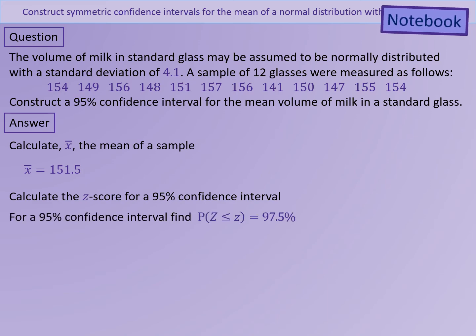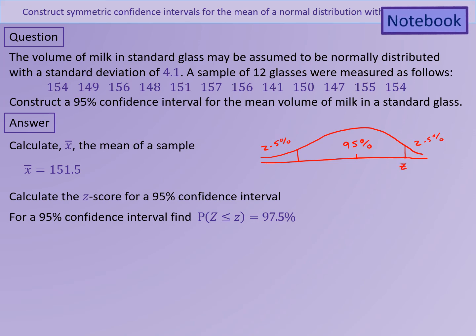So for a 95% confidence interval, we actually need to substitute in 97.5%. This is best illustrated with a diagram. Here's the bell curve. To be 95% confident, we would have an area of 95% or 0.95 in the middle. This leaves 5% left over, and as it's symmetrical, this means 2.5% on either side.